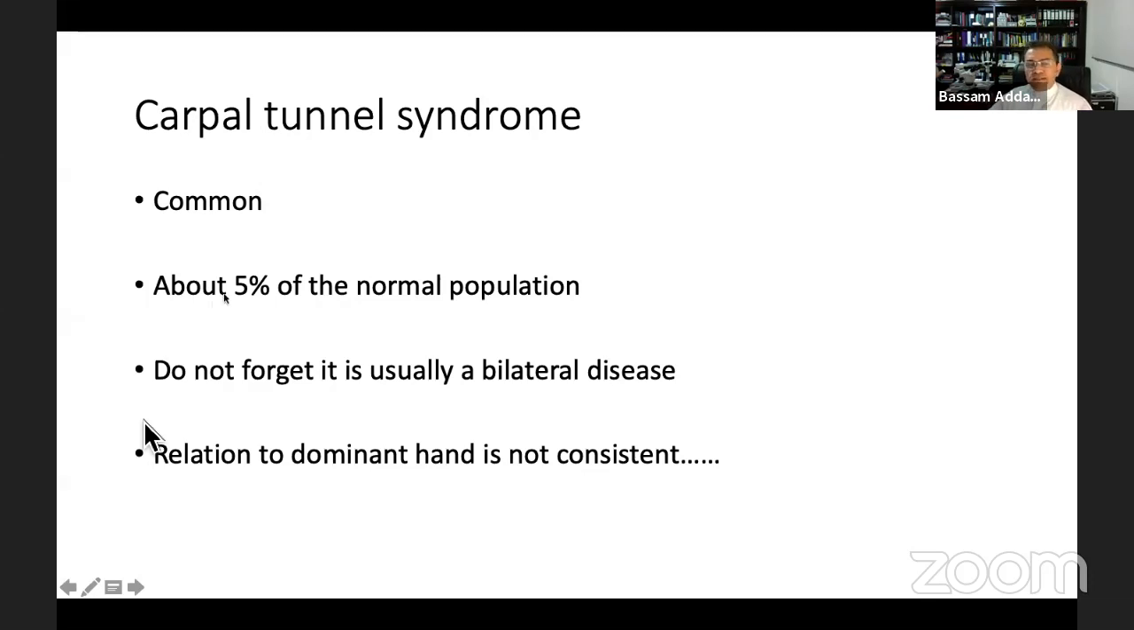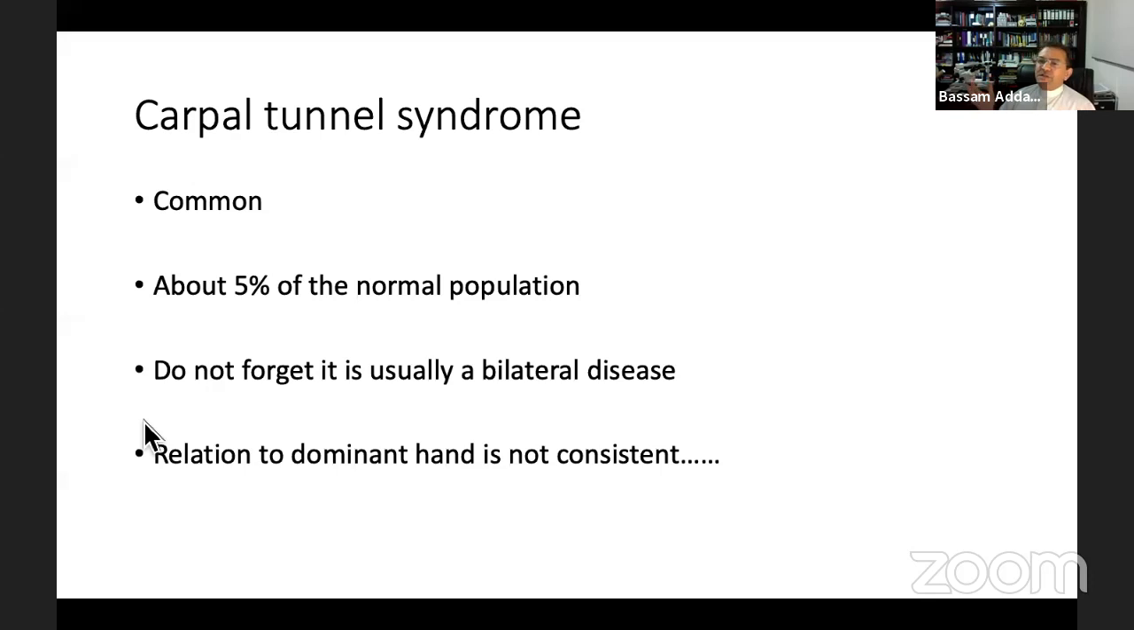It's quite common and it affects 5% of the normal population. So if we have 20 attendees today, one of them will develop or already have a carpal tunnel syndrome. Now, don't forget that this is usually a bilateral disease. And the reason we say that is that when the patient presents to you with bilateral carpal tunnel syndrome, don't necessarily jump to the neck as a cause, because CTS is usually bilateral.